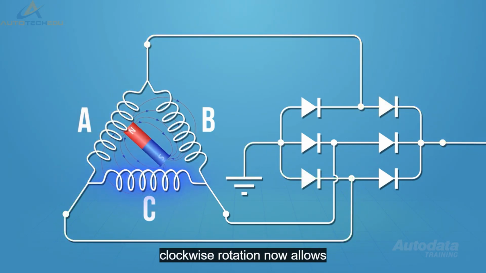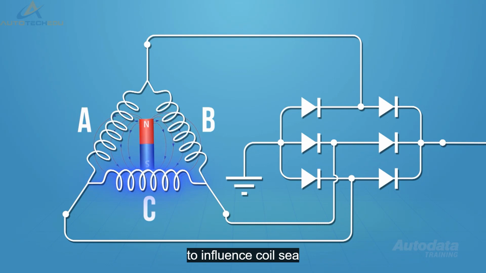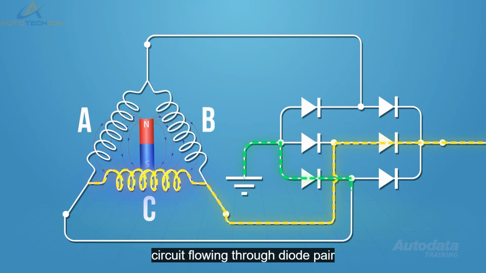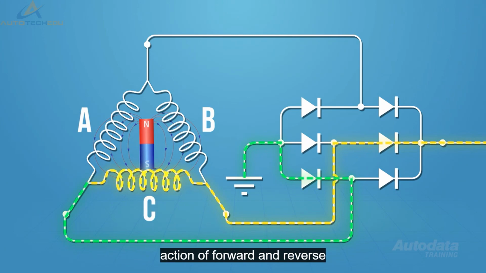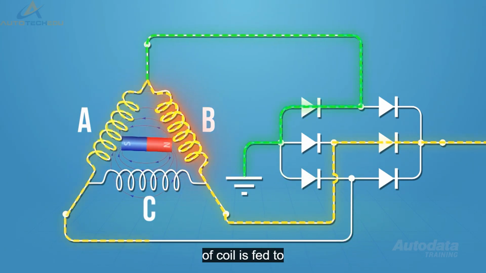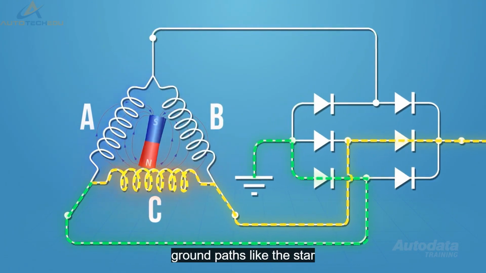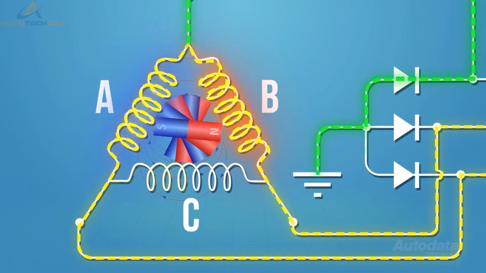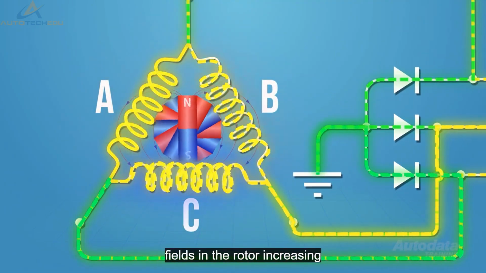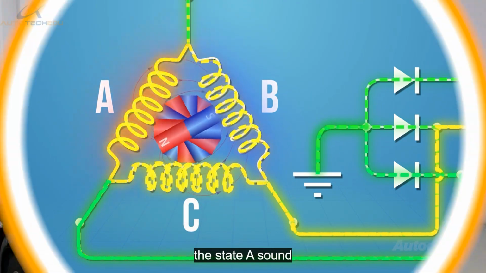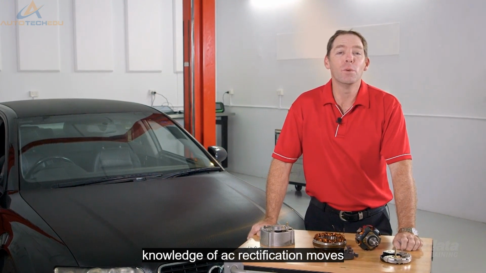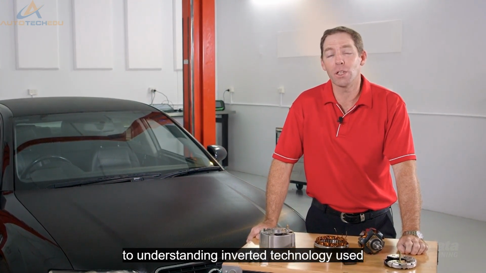Continued clockwise rotation now allows the rotor's south pole to influence coil C. This induces current flow in an opposite direction, which then flows to the next diode pair. Only the positive current can pass this diode and travel to battery positive, with the ground circuit flowing through diode pair 3. This same action of forward and reverse current flow through each stator coil is fed to the rectifier bridge for conversion to direct current using a combination of diodes and ground paths. Like the star or Y design alternator, there are many north-south fields in the rotor, increasing the current flow available from the stator. A sound knowledge of AC rectification moves us one step closer to understanding inverter technology used in electric vehicles.